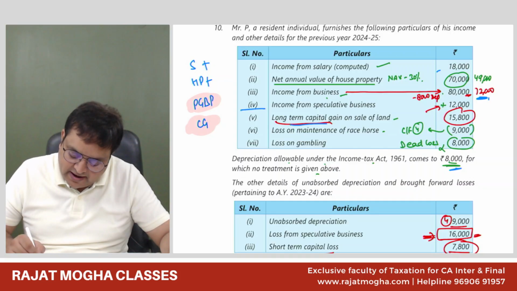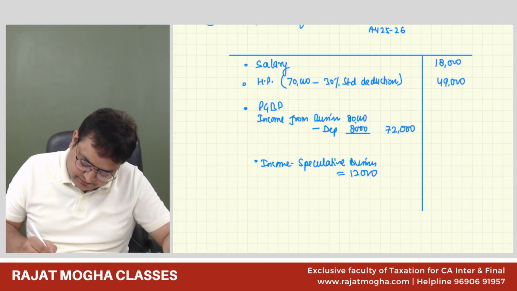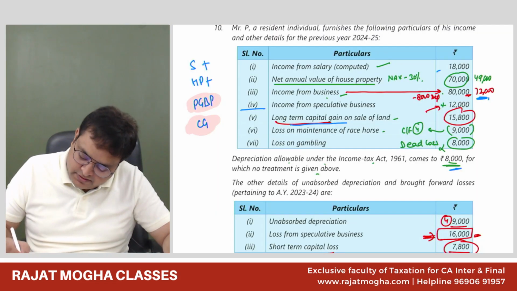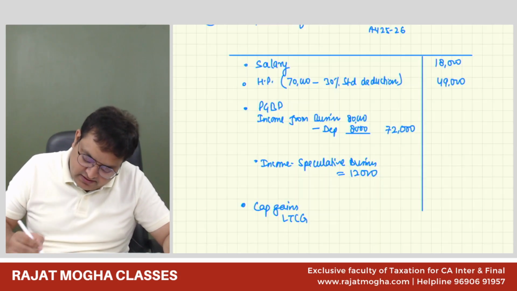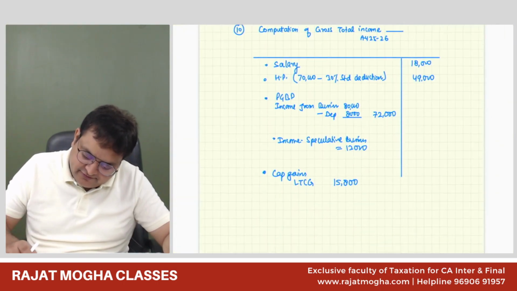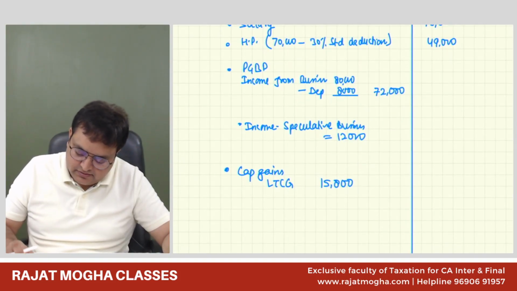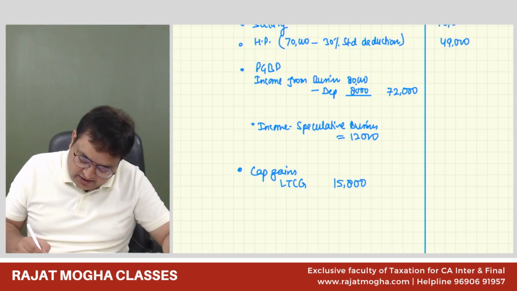Fifth is long-term capital gain on sale of land. Long-term capital gain we have 15,800. I will keep it in the inner column because we know that there are some capital gain losses coming from last year. So I'll leave 1 or 2 lines.